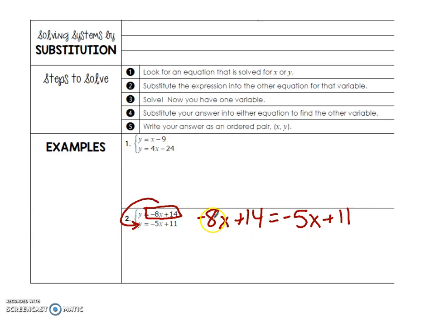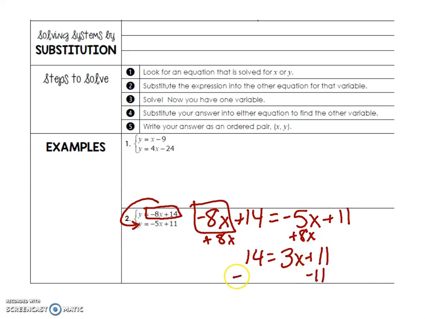We can go either way you want to. I'm going to box this in and move it over because I want to deal with positive numbers. So we get 14 equals negative 5x plus 8x is 3x plus 11. Subtract 11, we get 3 equals 3x. So x equals 1.